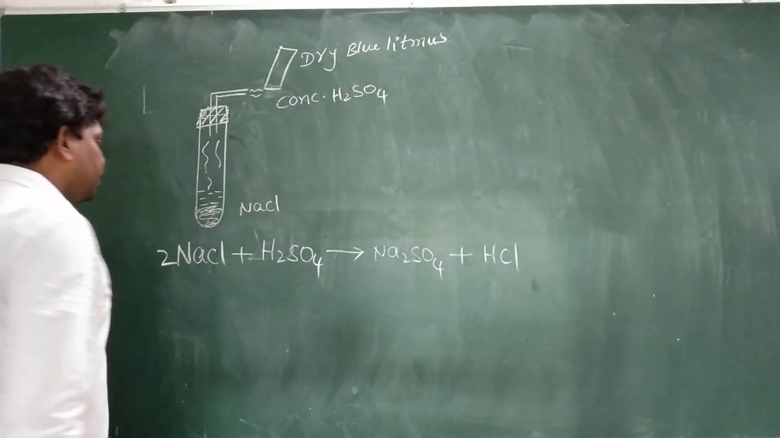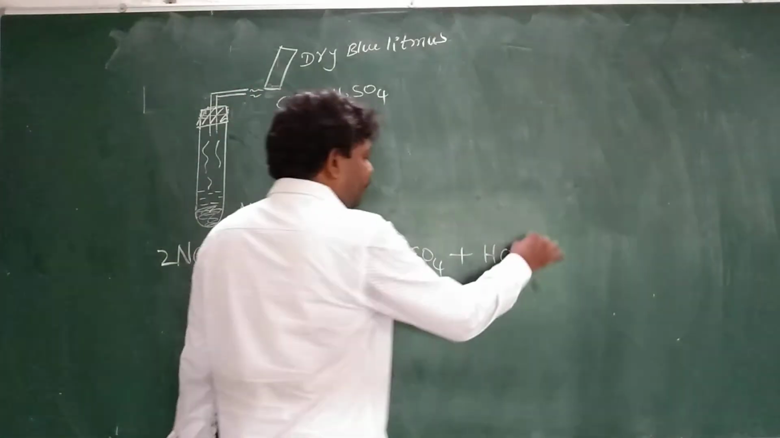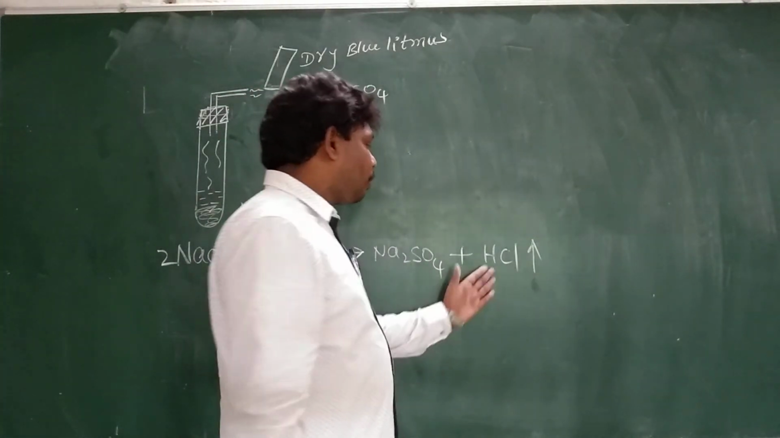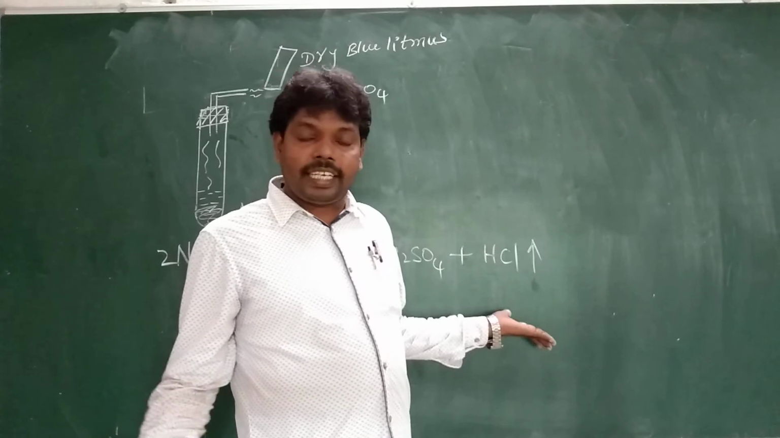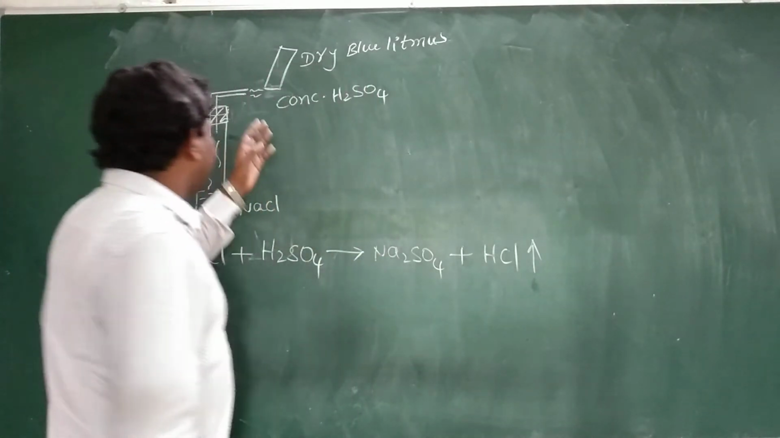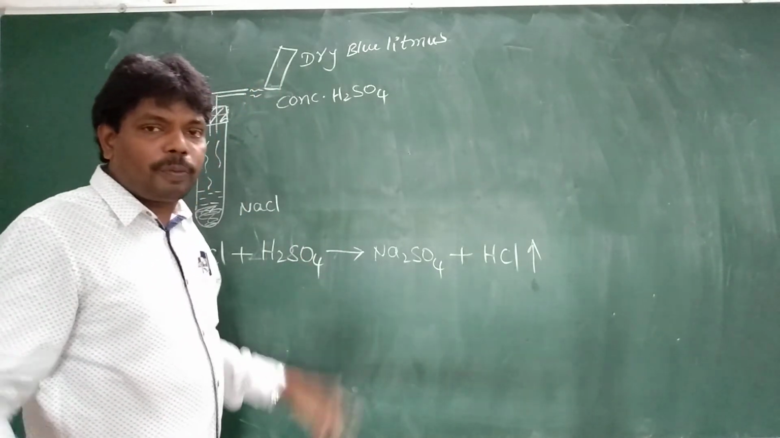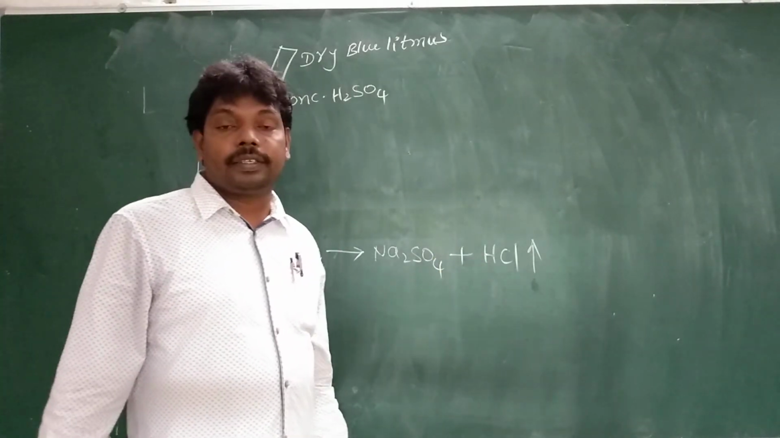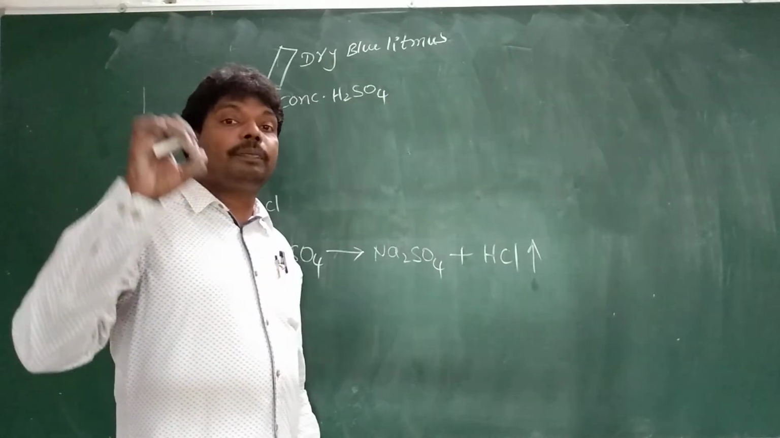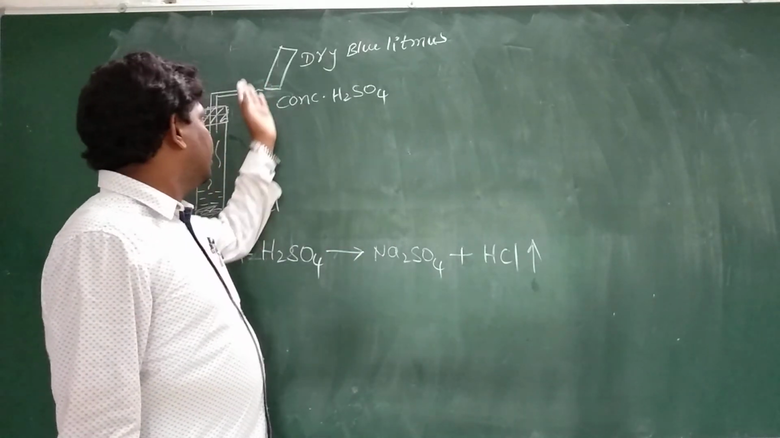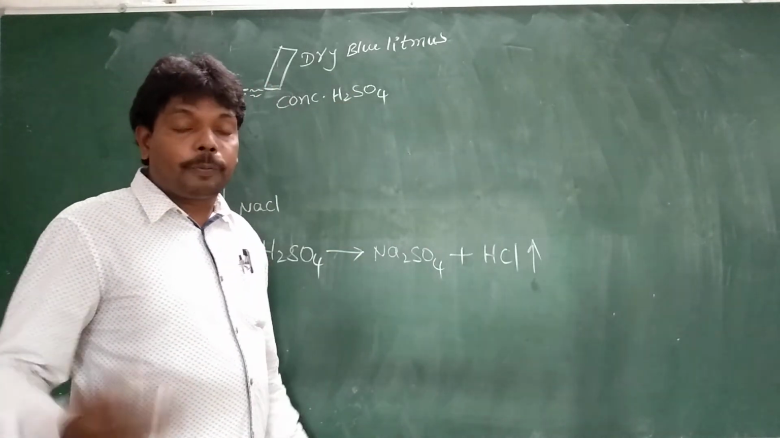Got it now? Now here a gas is liberated. What is this? Hydrogen chloride gas. HCl is an acid actually. But when you keep the dry litmus paper, it does not show any acidic property even though it has hydrogen. But when you bring the wet litmus paper, it turns red. It shows the acidic properties.